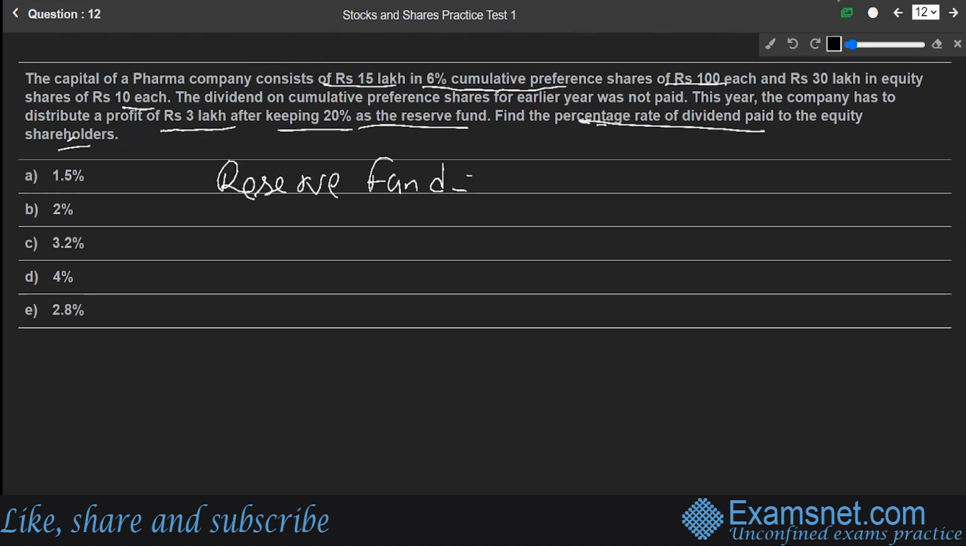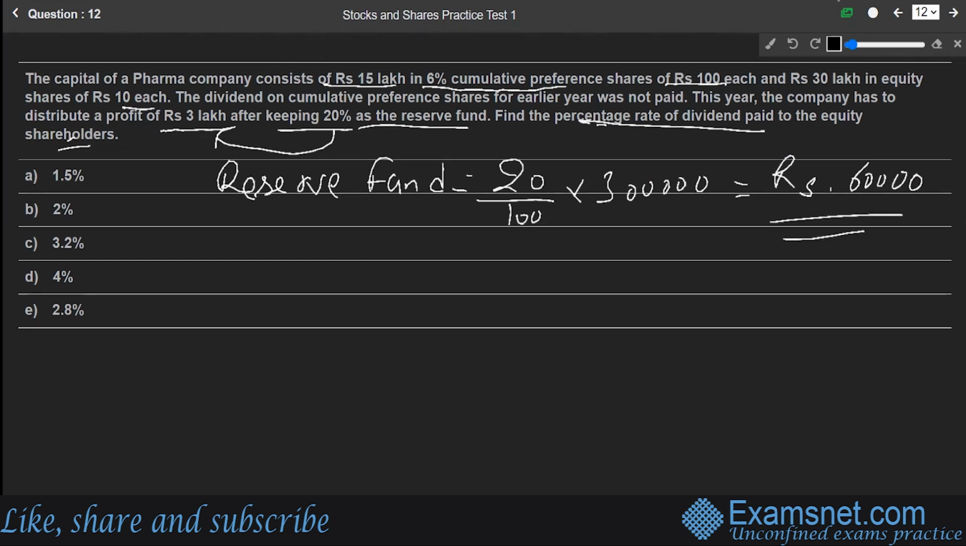Reserve fund is obviously, he said, 20% of 3 lakh is to be kept. So let us find out 20 by 100 of 3 lakh, and if we solve this, this is coming out to be simply rupees 60,000. So this much is the amount that is to be kept by the company.